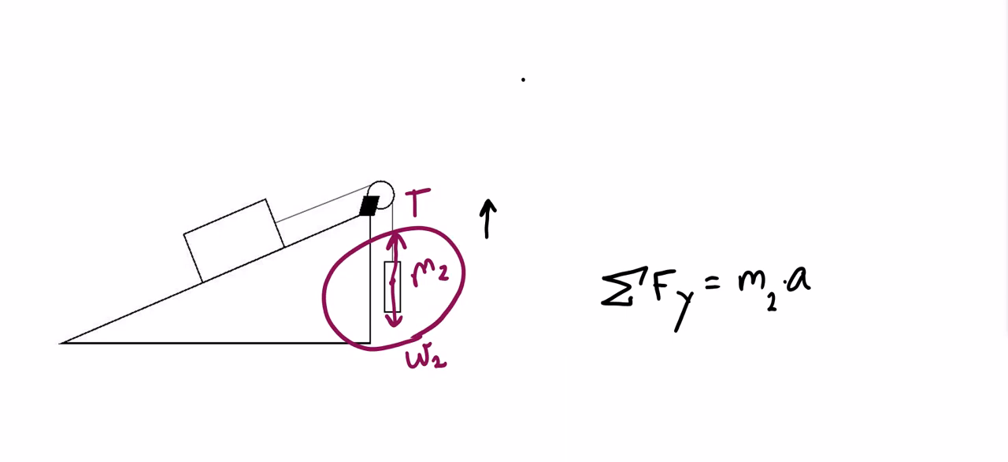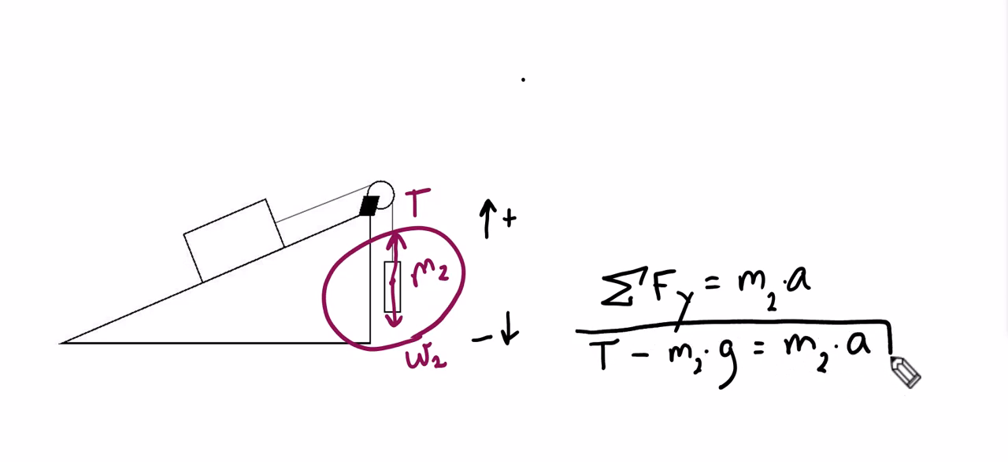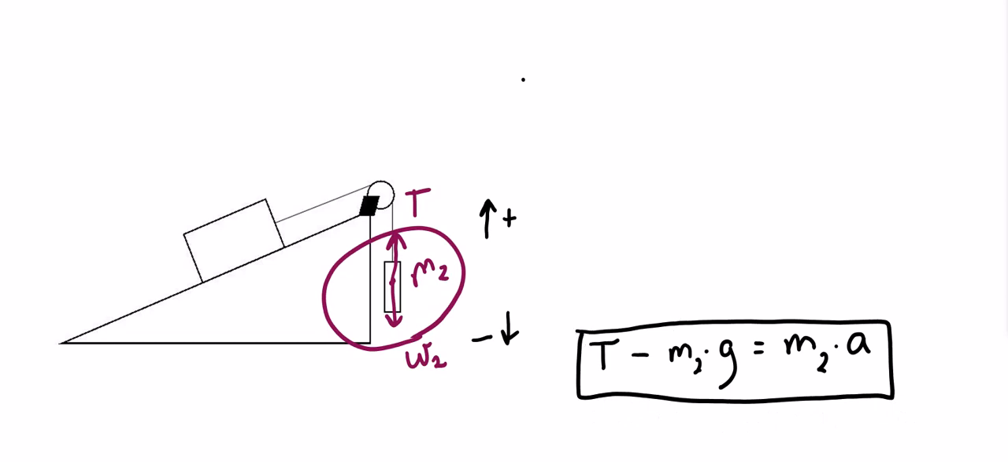Okay? For this problem, just for the heck of it, I'm going to assume that up is positive and down is negative. No particular reason, just gonna do it and see what works out. So if up is positive, that means I have tension going up and I have weight going down. That's M2 times G, and that's equal to M2 times A. And I leave that alone. That's done. And that was our setup for the hanging mass M2.